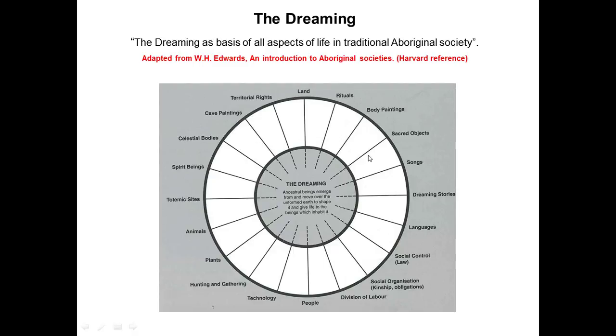So the dreaming is a basis of all aspects of life in traditional Aboriginal society. So you can see the land is super important. You've got rituals, body painting, sacred objects, songs. Songs are used to pass on information, but they're also used in men's and women's business in terms of initiation. Dreaming stories, so passing on stories of how we came to be, where we're from, languages, social control.